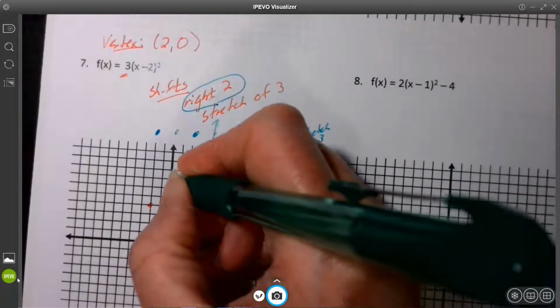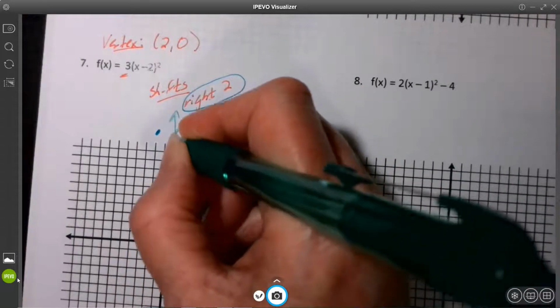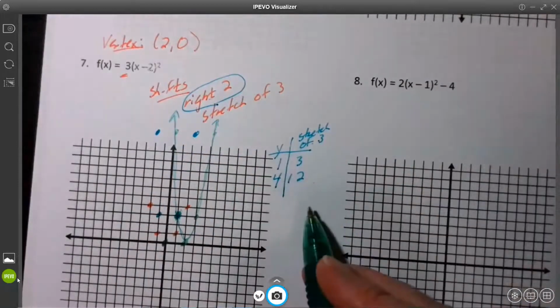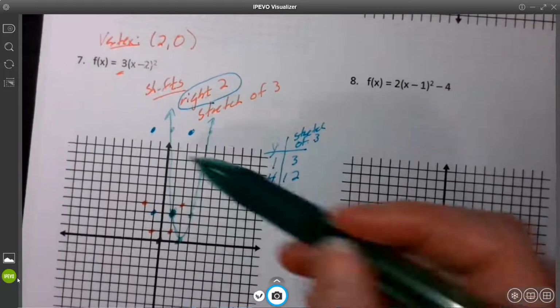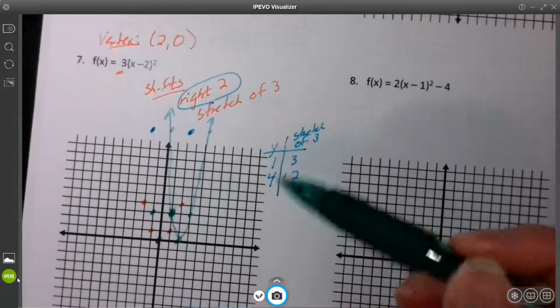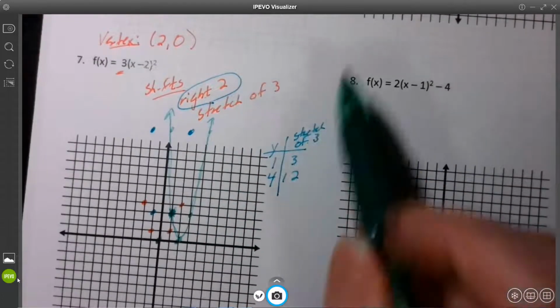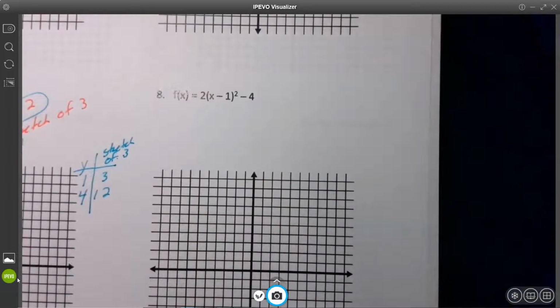looks like this. Okay, so what I like to do is make a little table of my stretch. But all I did is I wrote down the y values of the parent function, and then I shift it. So I do like to stretch and then shift, I guess. Okay, let's look at number 8.